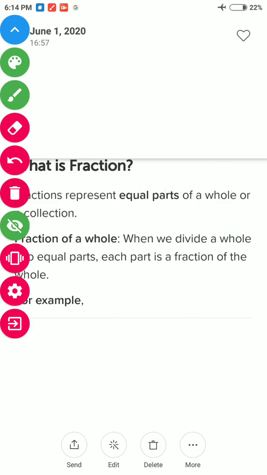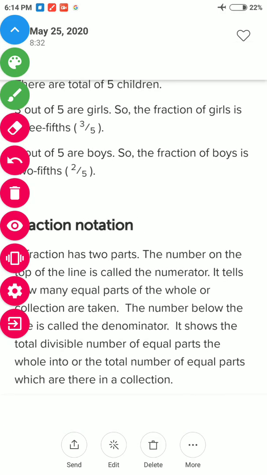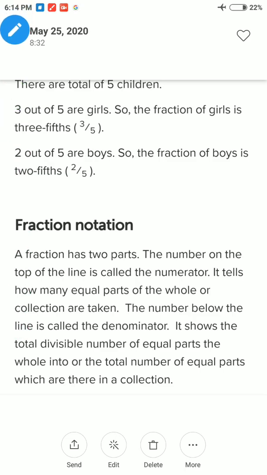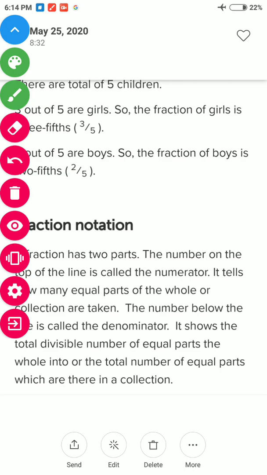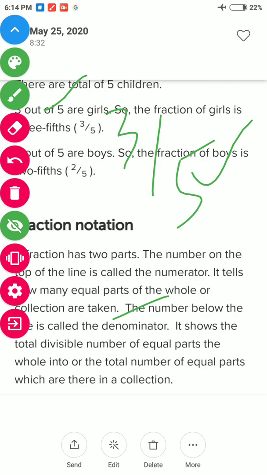Similarly, dear students, here is another example. If the total strength of your classroom, or we can say the total number of boys and girls, is 5, then 3 out of 5 are girls. Therefore, the fraction of girls is 3 by 5, which can be represented by 3 divided by 5. Total strength kitni thi? Total roll kitna tha? 5. Out of 5, 3 are girls. So the fraction for girls is 3 divided by 5. And 2 out of 5 are boys. Therefore, the fraction of boys is 2 divided by 5.